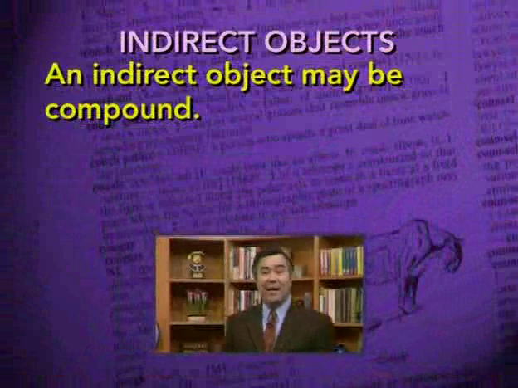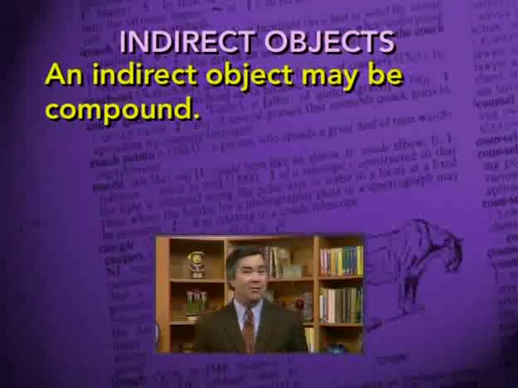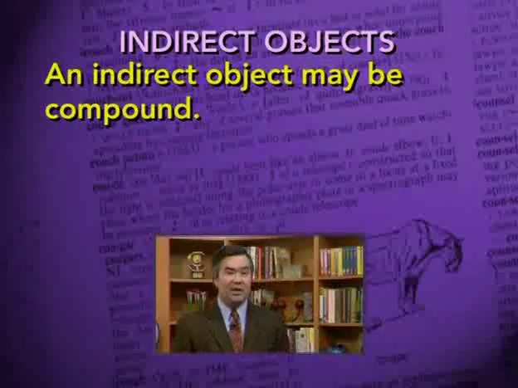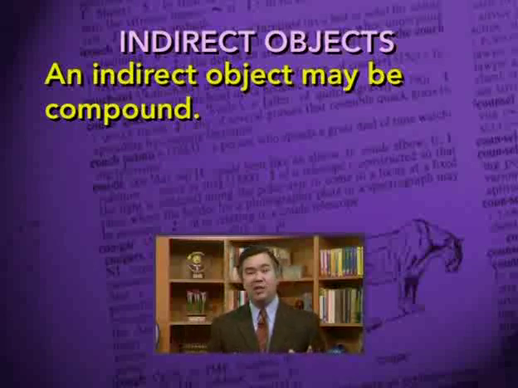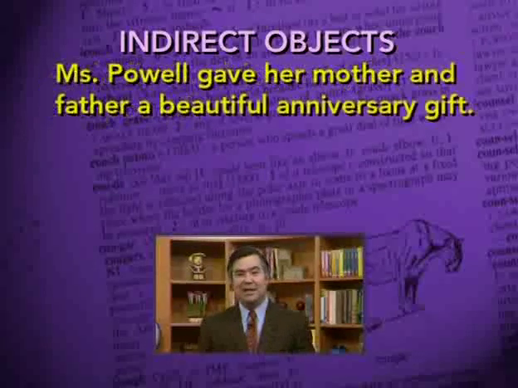Finally, an indirect object may be compound. Just as a direct object may include two or more things joined by a coordinating conjunction, the same can be true of an indirect object. Look at this sentence.